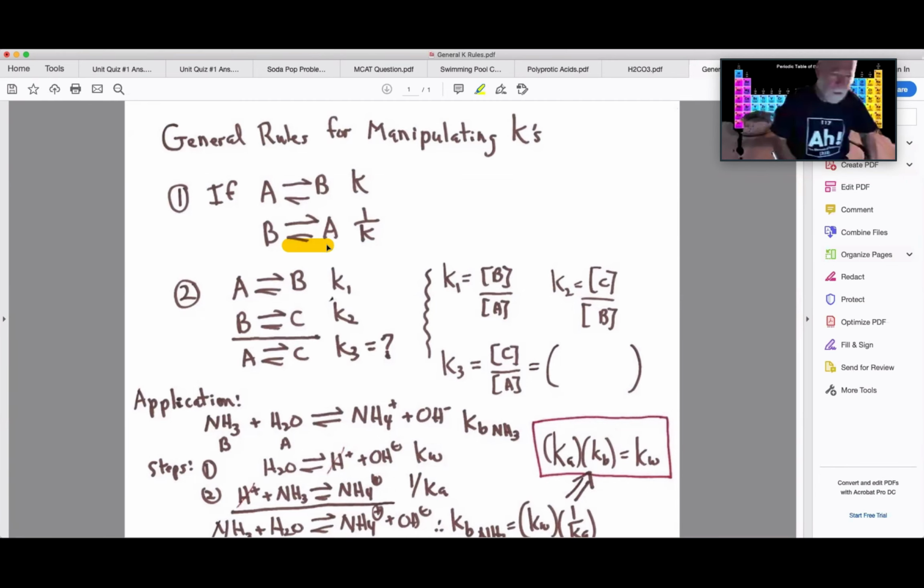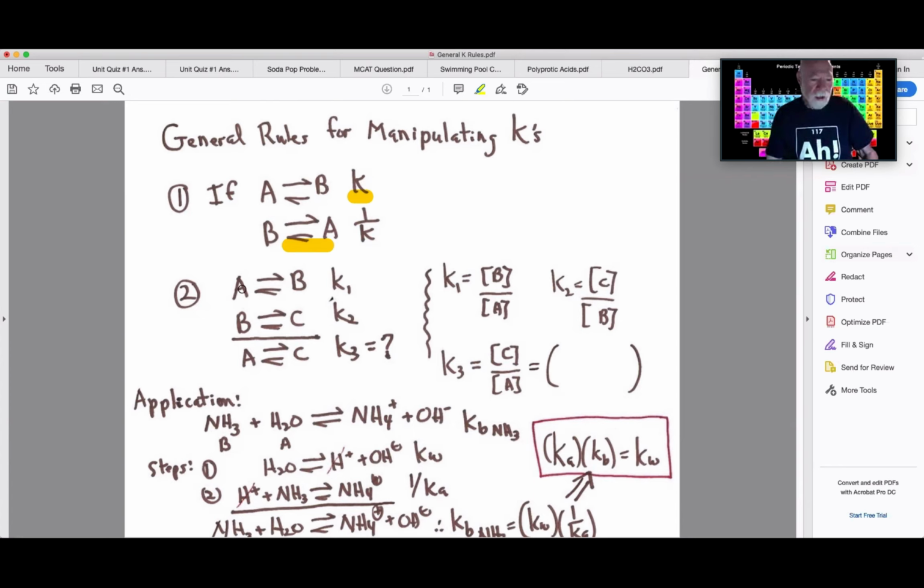Now, the reason this is very valuable is sometimes you know the K in one direction and you don't know it in the other direction. But if you can figure it out in one, if you flip over the reaction, just flip over the K. Okay, now here's a new one. We haven't seen this before.